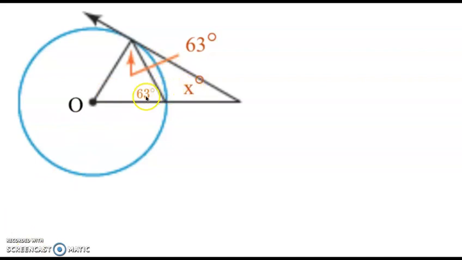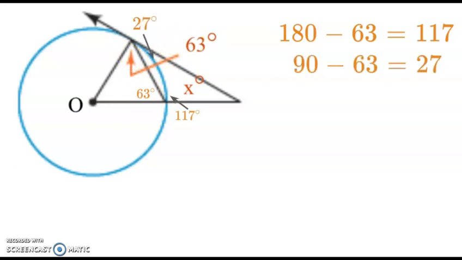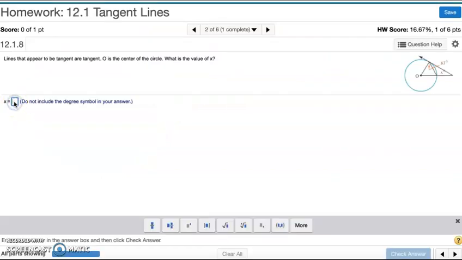So this angle and this one form a linear pair. So subtract 180 by 63 and you get 117. Now to get this angle up here, we said this was 90. So subtract 63 from 90 and it gives you 27. So now 180 minus 117 minus 27 gives you x, which is 36. So let's type that in. So x equals 36.